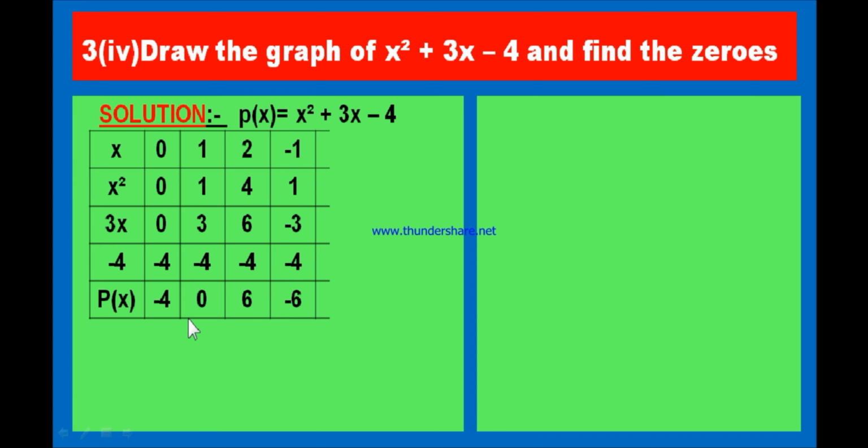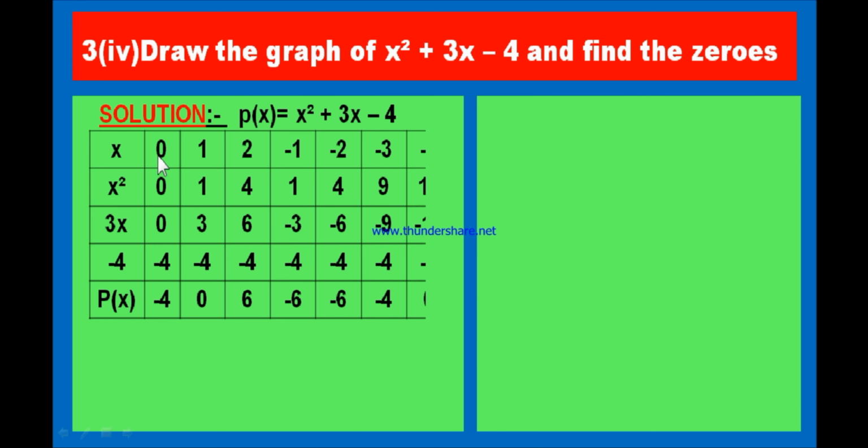Generally, you can consider x value first of all with 0, you can start. If you substitute x is equal to 0, then x square, 0 square is 0. 3 into x, 3 into 0 is also 0. And minus 4 is a constant number, therefore you can write minus 4 throughout. Now add these 3 values only, don't add x value. Add x square value, 3x and minus 4 only.